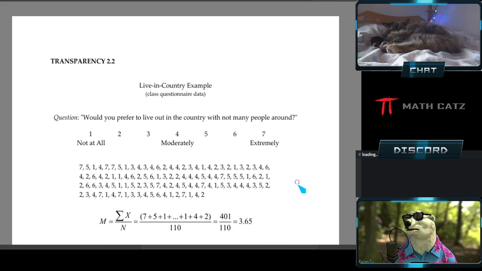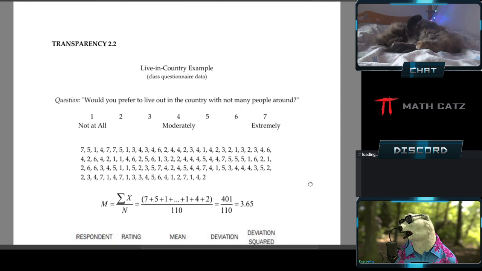The mean, we know how to do that now, 3.65. That tells me roughly it sits over here. So slightly more people said no than said yes, or whatever this rating, 1 to 7, means. Okay, so that gives me an indication of position.